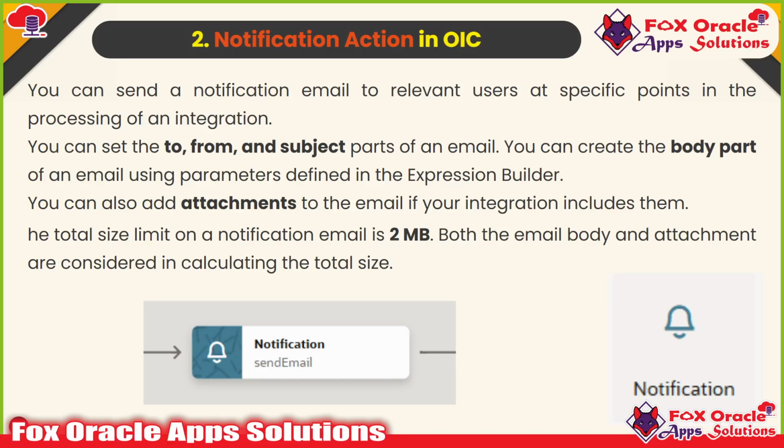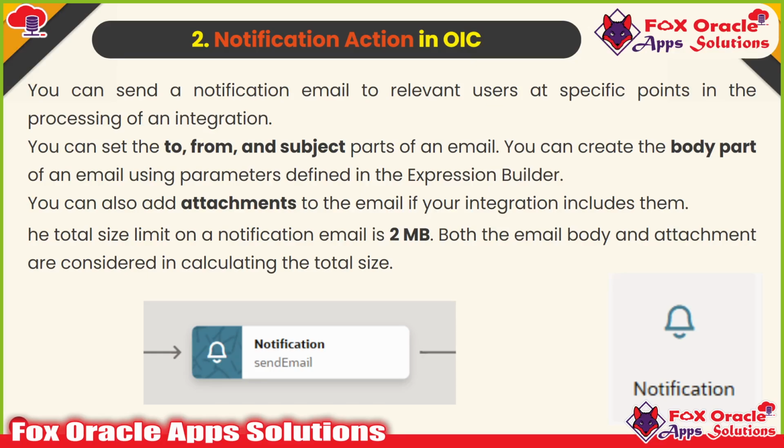Also, this notification has its own limitation: whatever text message we add in the message body and the attachment we add in the email should not be more than 2 MB in size. For example, if we added the email notification and we added an attachment in the notification, and if that attachment size is more than 2 MB, it will generate an error. The email notification will not allow sending an email from OIC with more than 2 MB in size.